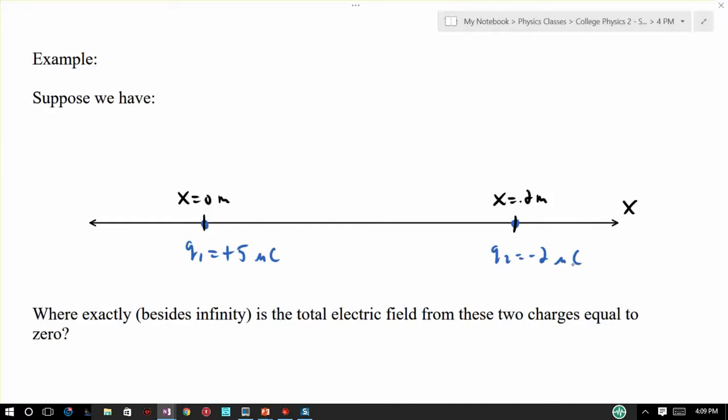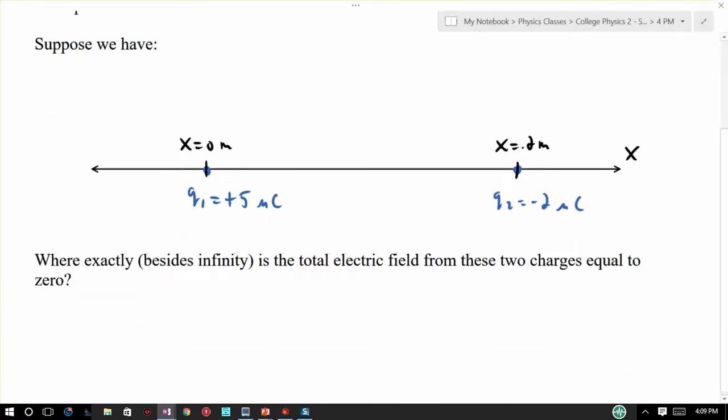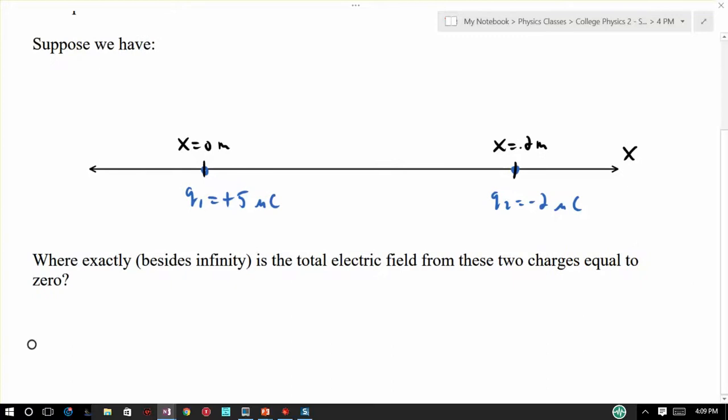Okay, so whenever this is the question, where is the total electric field 0? There's this sort of recipe we can do each time we have a question like this, right? So let's see how we do this. Okay, first, this is where you start all the time.